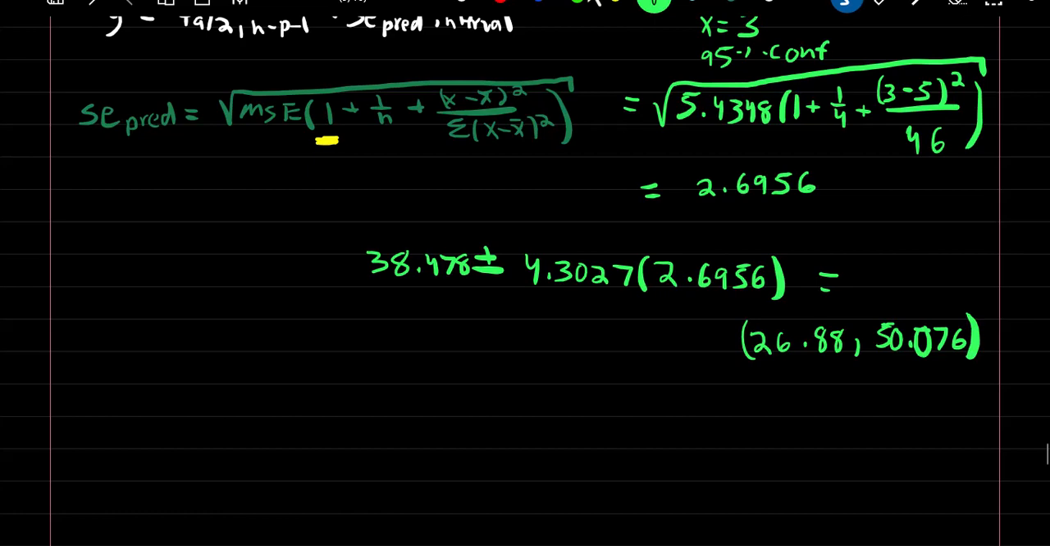So this is saying if we take one observation that has the age of 3, we can expect their true value for height to be between 26.88 and 50.076.